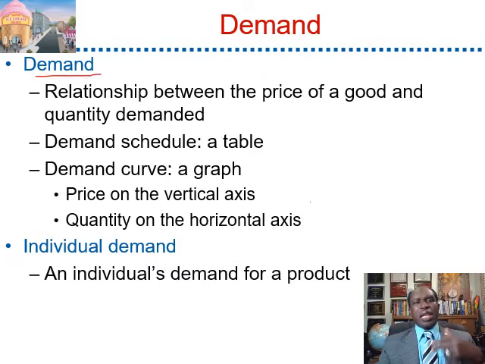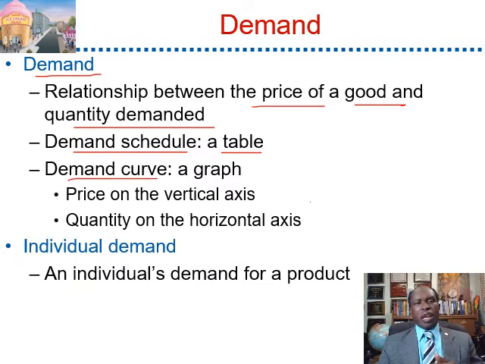The demand is the relationship between the price of a good and the quantity demanded. The demand schedule is a table with the quantity demanded and the prices. The demand curve is a graphical representation of the demand schedule. You put the price on the vertical axis, the y-axis, and the quantity on the horizontal axis, or the x-axis.